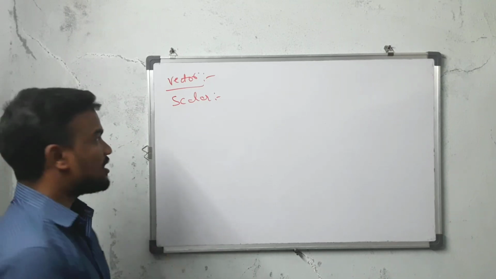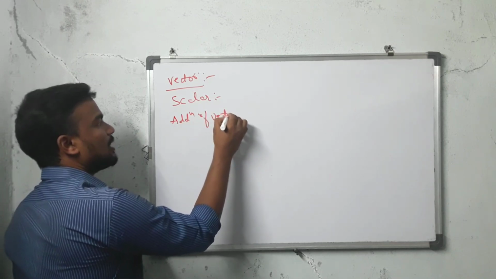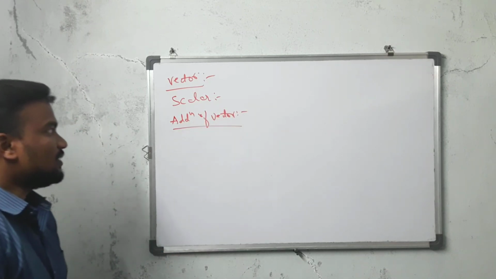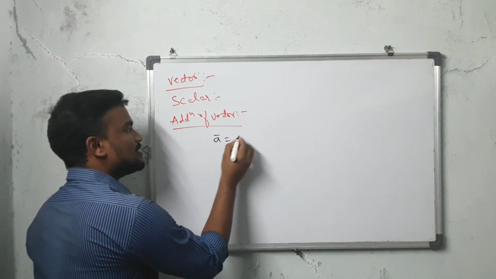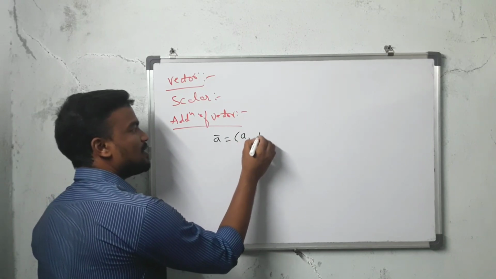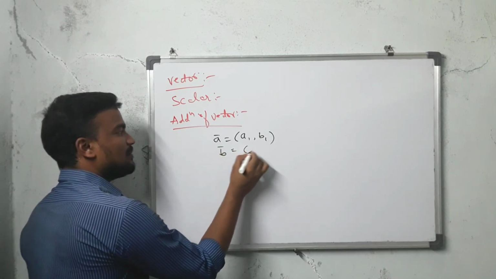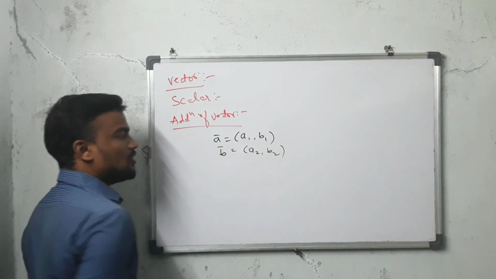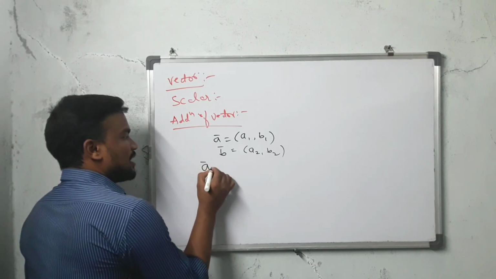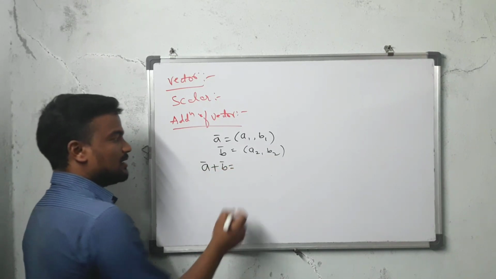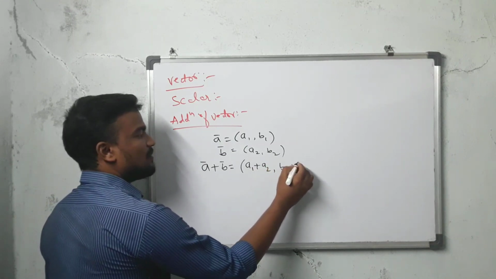Now we will see another definition, addition of vectors. If the vectors are two-dimensional, I am considering two vectors: A bar equal to A1 comma B1, and B bar equal to A2 comma B2. These are the two vectors in two-dimensional. Then the addition of the vectors, A bar plus B bar, is equal to A1 plus A2 comma B1 plus B2.